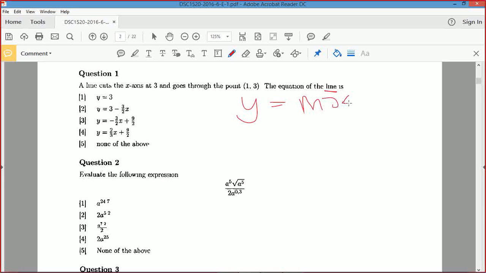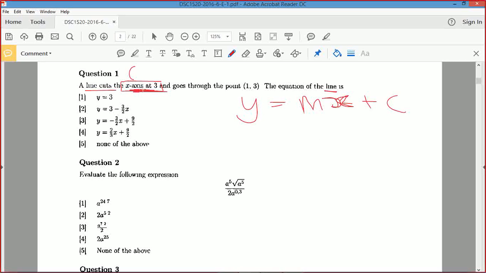Correct. Okay, so all straight lines follow what equation? Y equals mx plus c. If I know that this line cuts the x-axis, what's the coordinates of those points? Well, we've got 1 and 3, so if it's cutting the x-axis, that's the other point. It goes through the points 1 and 3, so it cuts it at 3.